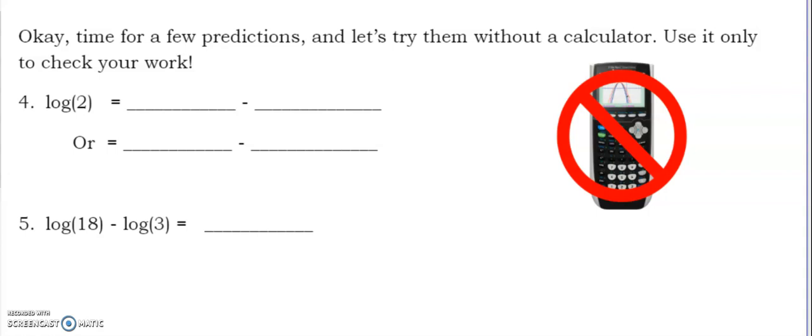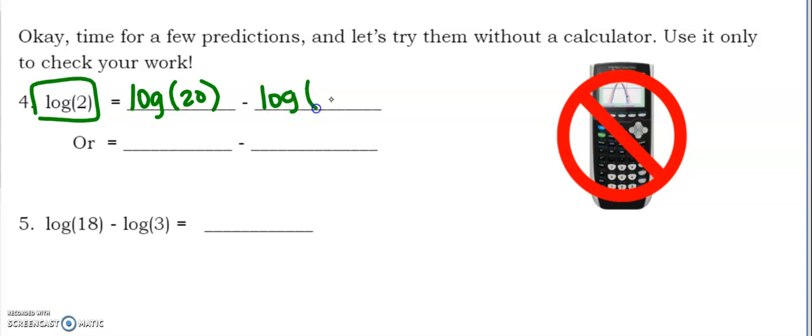All right, so now it's time for a few predictions. We're going to try them without a calculator, and then we will test them. So I want to figure out log of 2 is equal to, I'm going to start you out with log of 20. And you decide what log has to go here to make that a true statement. Or I'm going to start you out with log of 14. And you tell me what log has to go here.